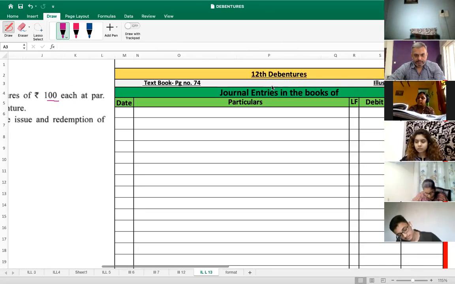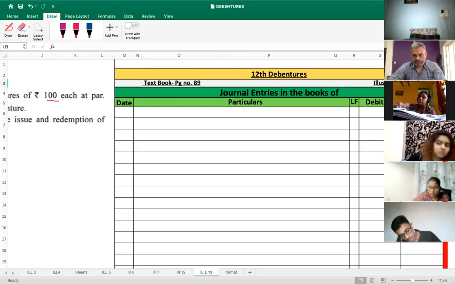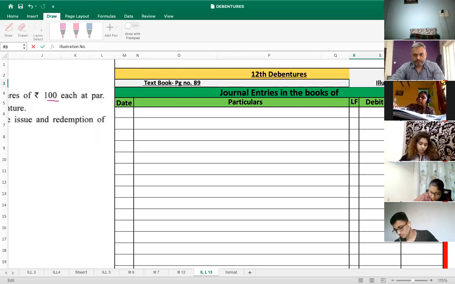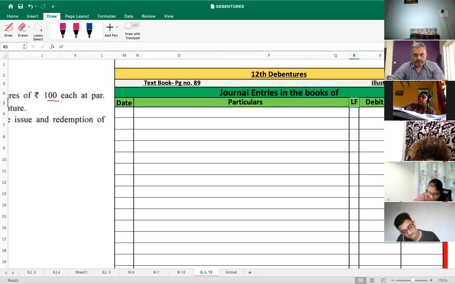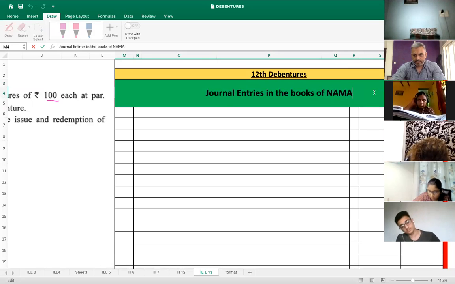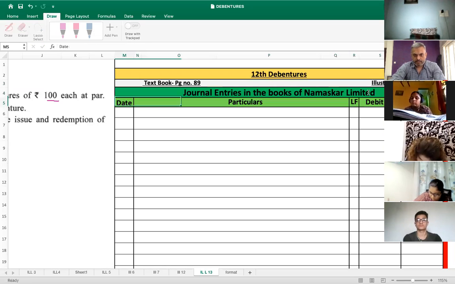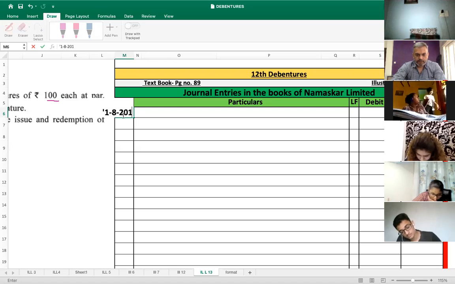Let's write the heading first. Page number 89. Illustration number 13. Now, in the books of Namaskar Limited, now date. Because date is given, we'll have to write the date. So 1/8/2017 is the date. Please write the date.